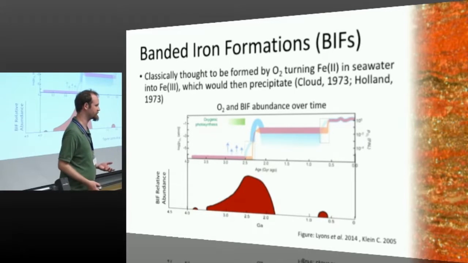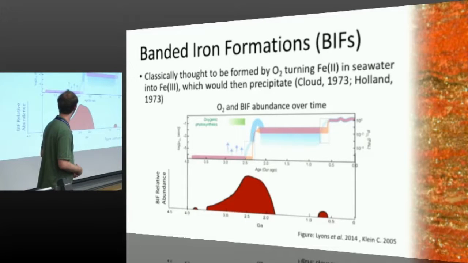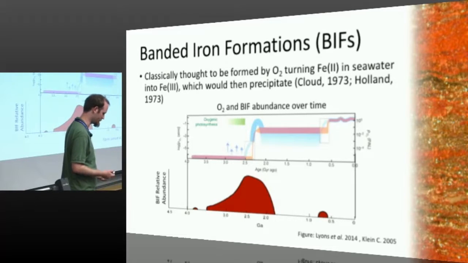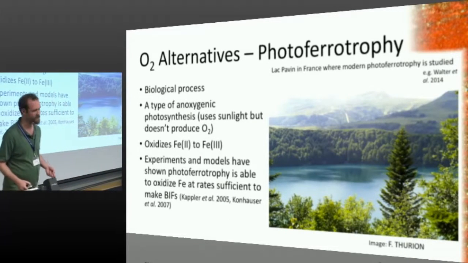And the thought for this comes from, if you look at oxygen levels in the atmosphere over time and BIF relative abundance, they correlate well. There's a lot of BIFs deposited right around the Great Oxidation Event. But there are some alternatives proposed.